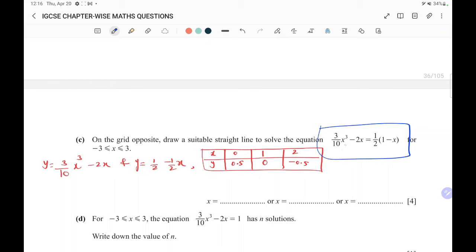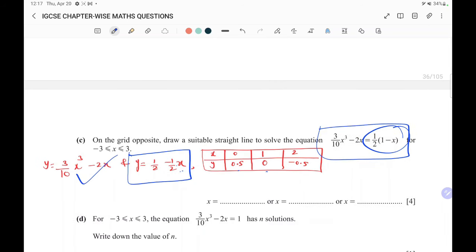So we have y equals 3 over 10 x cubed minus 2x, which is here, and next is y equals 1 over 2 minus half x. So this is the straight line we have to draw. Just find 3 points on that. Just put x equals 0, 1 and 2. Put x equals 0, you will get half. Put x equals 1, you will get 0. Put x equals 2, you will get minus 0.5.